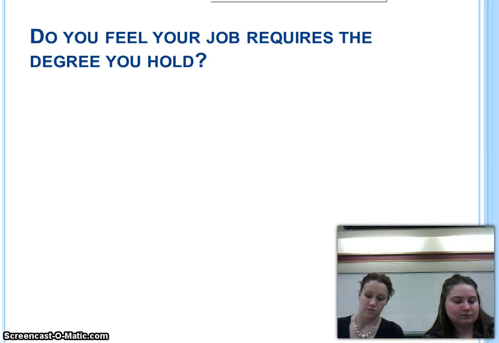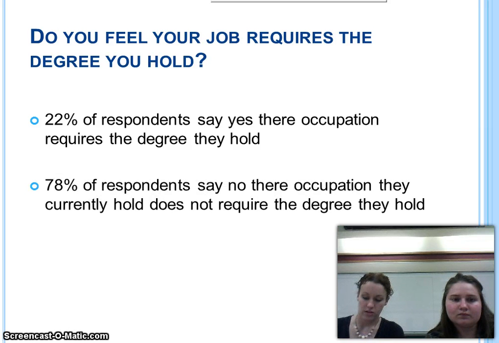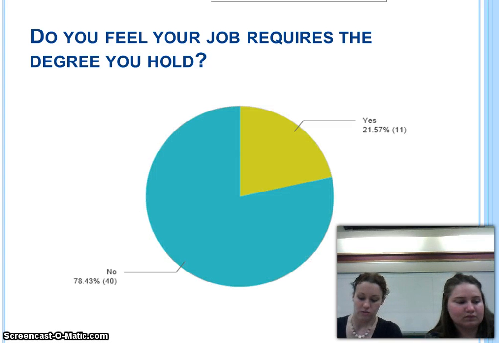Our next question we asked in our survey is, do you feel your job requires the degree that you hold? About 22%, or 11 people, responded that they are working in a field that requires the degree that they hold. About 40% of people said that they work in a job that either does not require a degree or does not require a degree at all. This next slide shows the data that we collected for the previous slide.